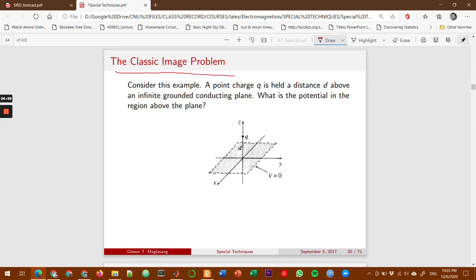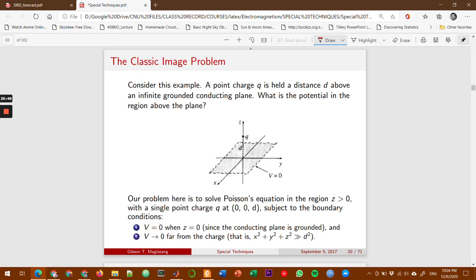So consider this example. A point charge Q is held a distance d above an infinite conducting plane. So we have an infinite conducting plane here. The question now is, what is the potential in the region above the plane? We have a charge Q and a conducting plane. Because of this charge, it will attract charges in the conducting plane. But since this is a conducting plane, the potential there is zero, right? It is grounded. Okay.